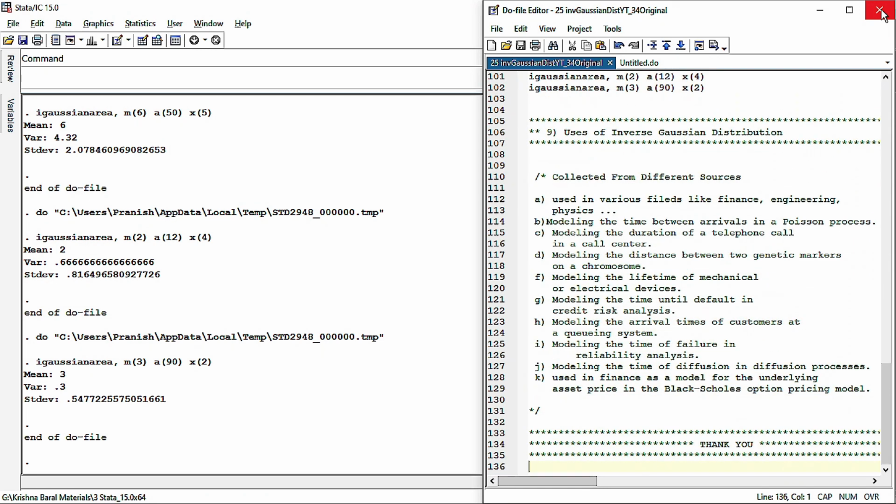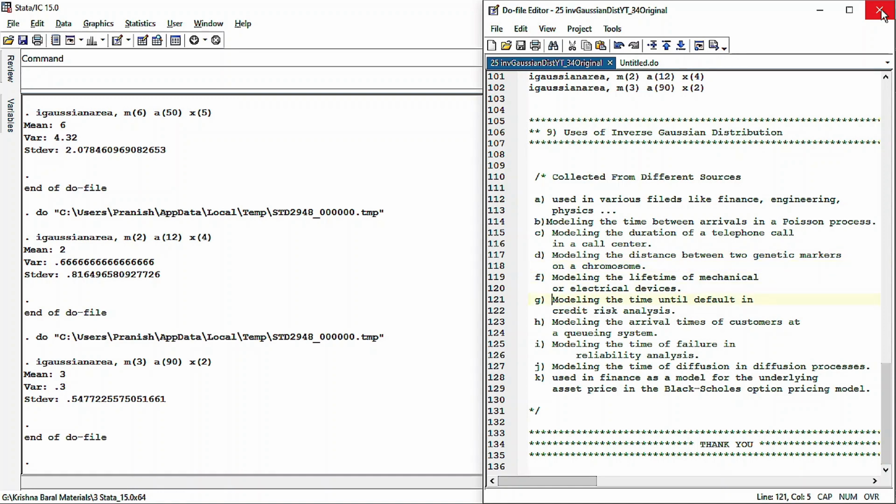I have collected it from different sources. The inverse Gaussian distribution is used in various fields like finance, engineering, and physics. It is used in modeling the time between arrivals in a Poisson process. It is used in modeling the duration of a telephone call in a call center. These are some of the examples. It is used in modeling the distance between two genetic markers on a chromosome. It is used in modeling the lifetime of mechanical or electrical devices.